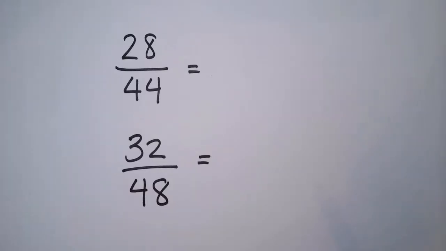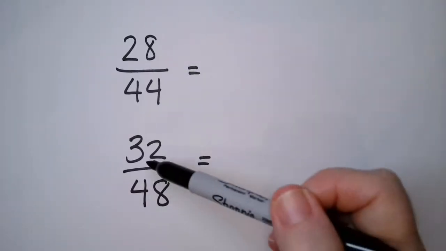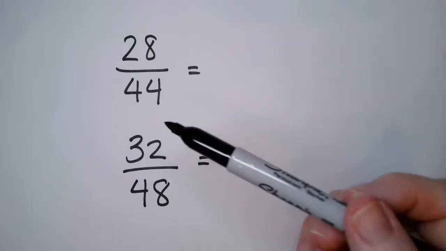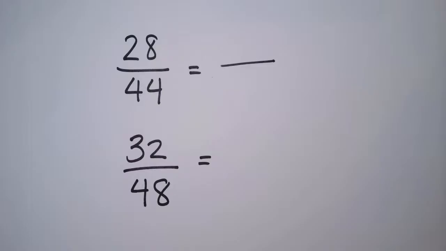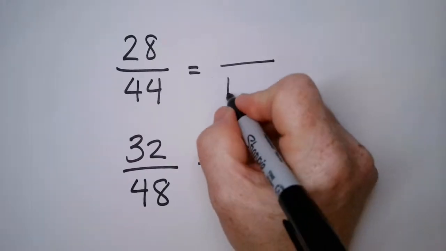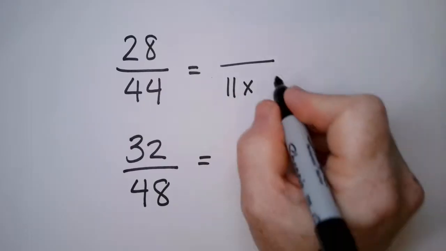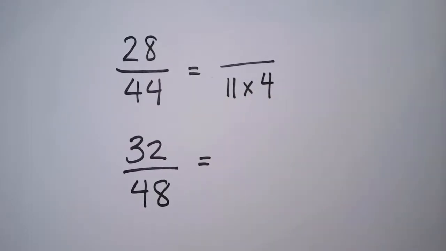Okay, so we're going to break apart the top and the bottom. How would you break apart the 44? What do you think about that one? 44 is 11 times somebody. Yeah, it's 4. Excellent. Good.